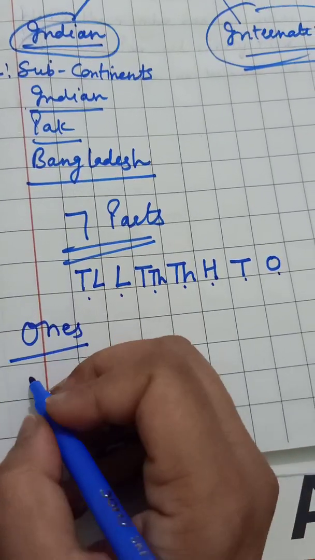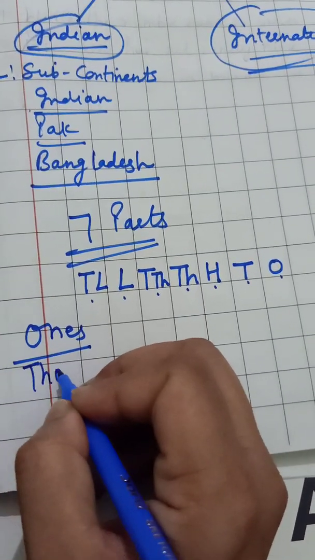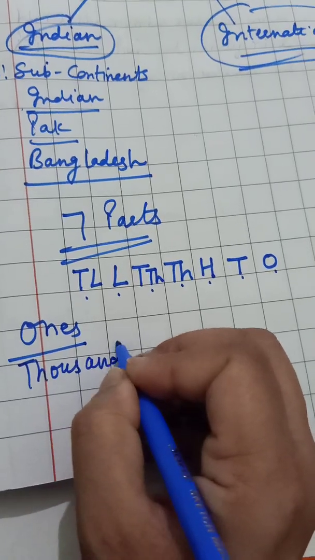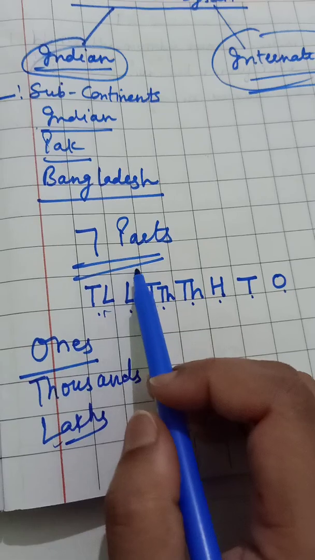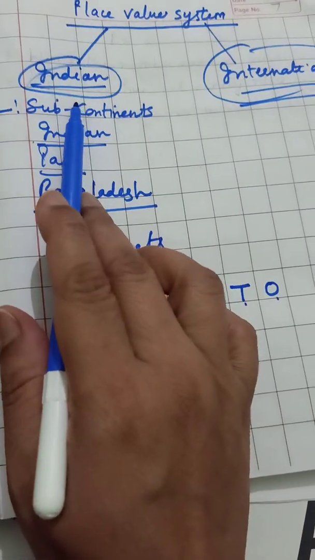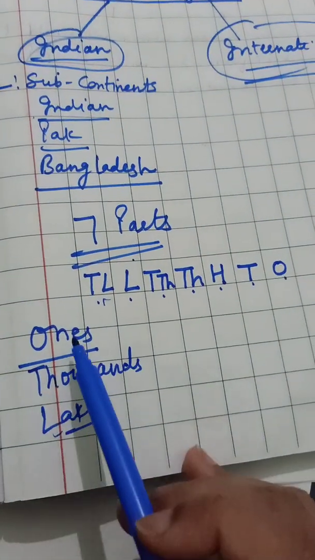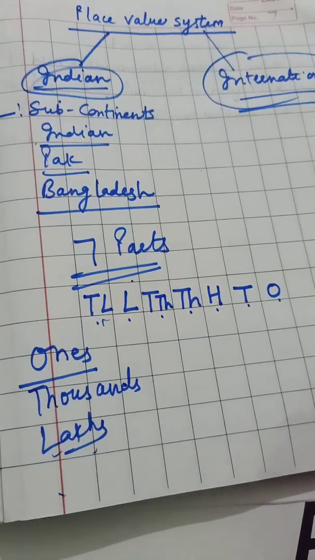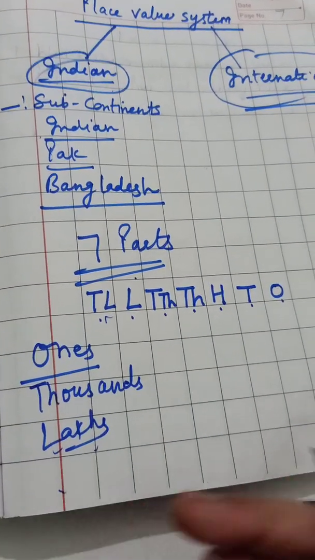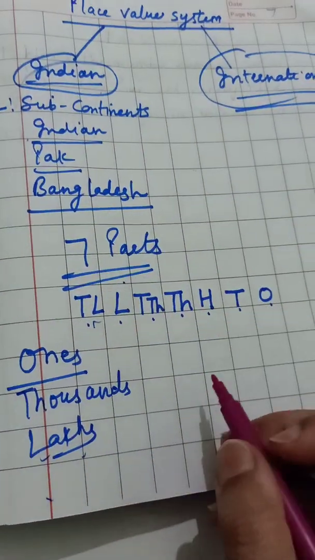One is the ones, second is thousands, and third is lakhs. So if you say that there are 7 parts in the Indian place value system, that is perfectly fine. If you say that there are only 3 parts, that is also perfectly fine. Why have I said that there are 3 parts?